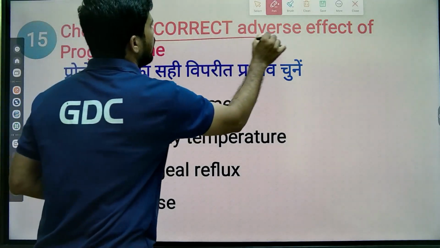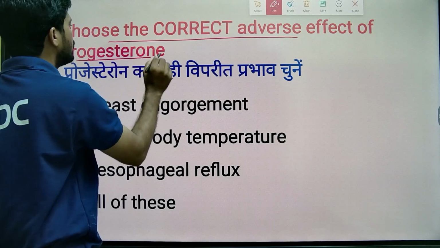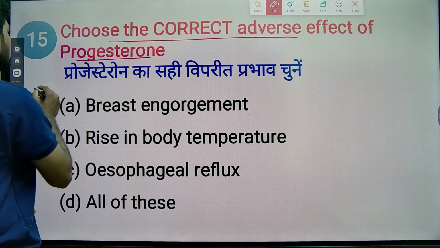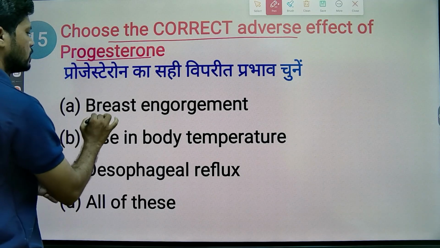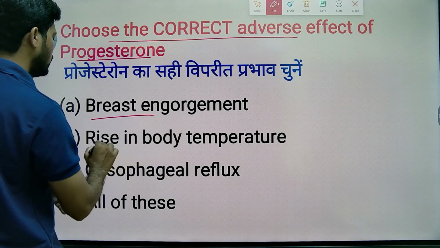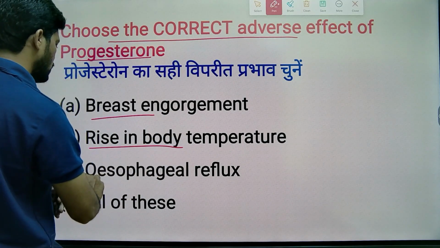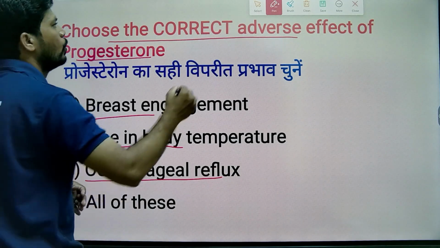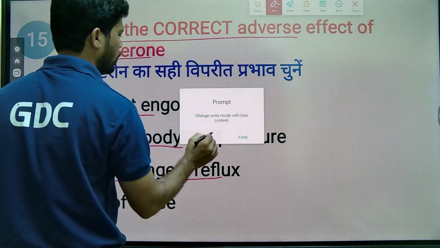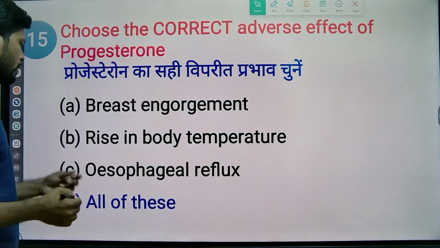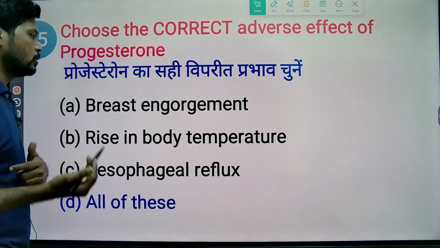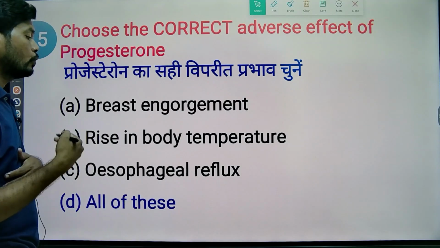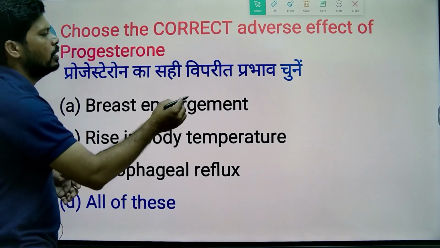Choose the correct adverse effect of progesterone. Progesterone is the pregnancy-maintaining hormone. The options are breast engorgement, rise in body temperature, esophageal reflex, and all of the above. The answer is all of the above. Enlargement of breast, rise in body temperature, esophageal reflex, all of these are answers.